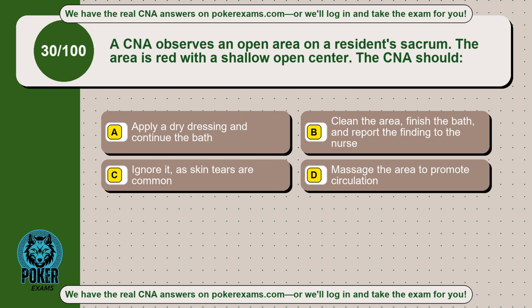Question 30. A CNA observes an open area on a resident's sacrum. The area is red with a shallow open center. The CNA should: Option A, apply a dry dressing and continue the bath. Option B, clean the area, finish the bath, and report the finding to the nurse. Option C, ignore it, as skin tears are common. Option D, massage the area to promote circulation.